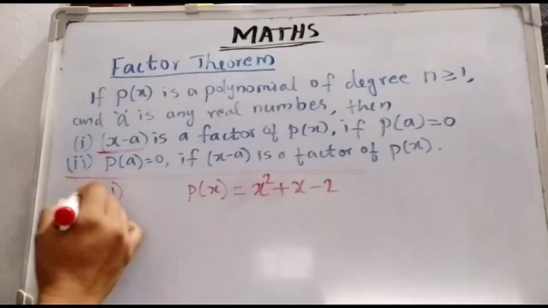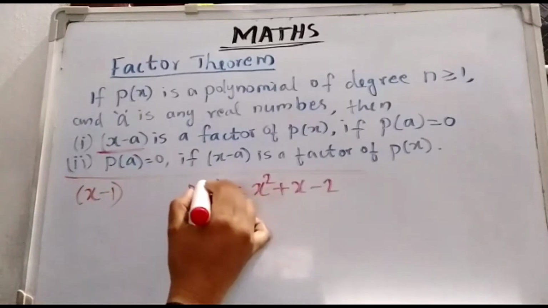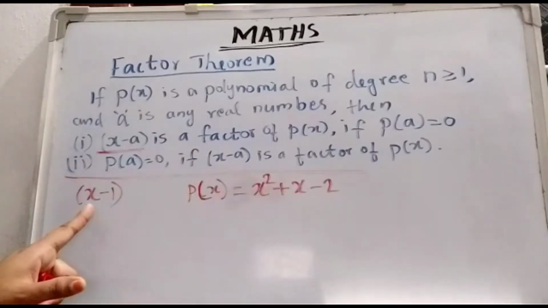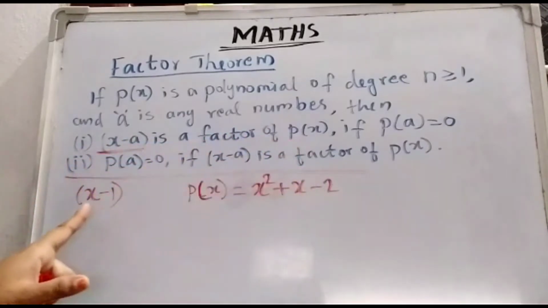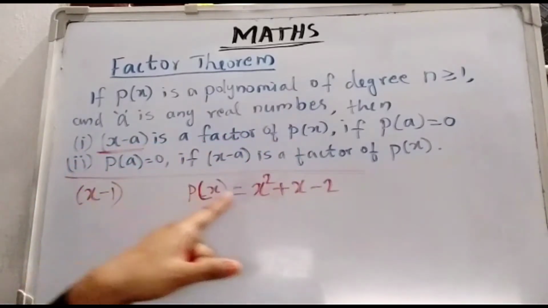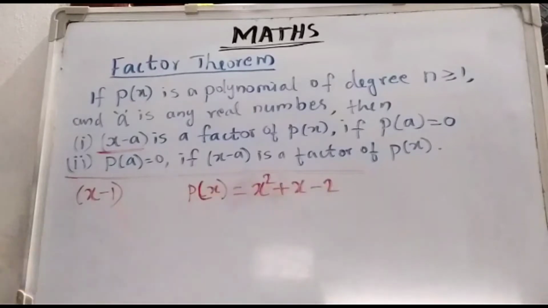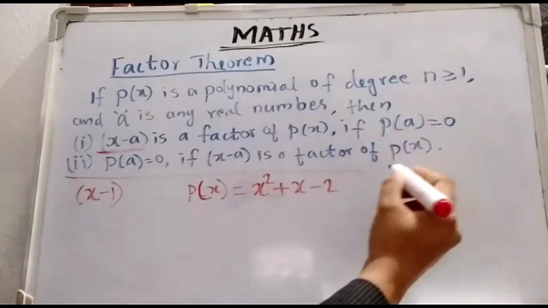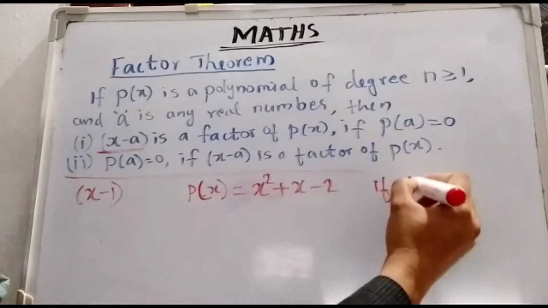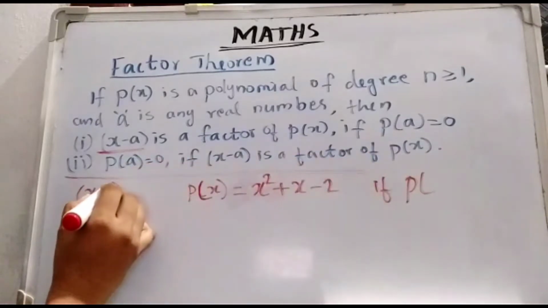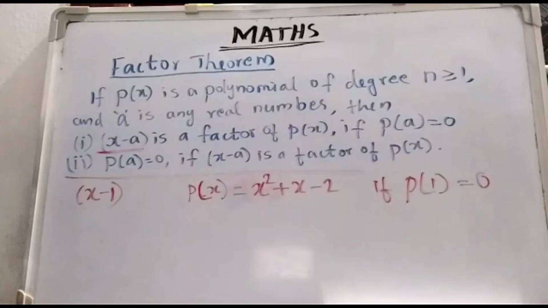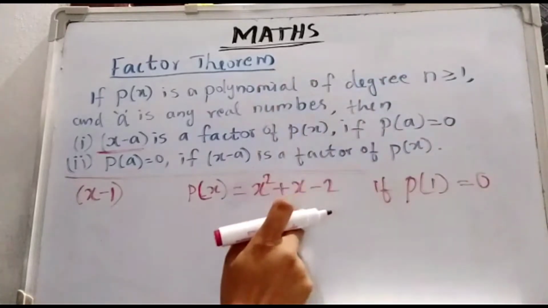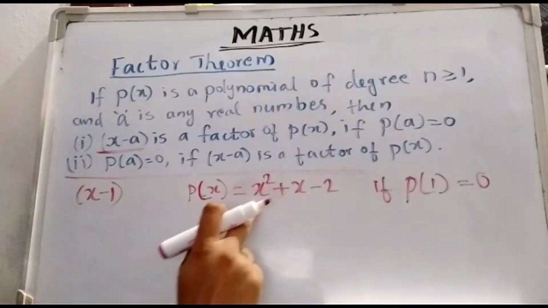What is the statement? x minus 1 is a factor of x square plus x minus 2 if p of a is equal to 0. If p of a, that is p of 1, is equal to 0, then only x minus 1 is a factor of this polynomial.